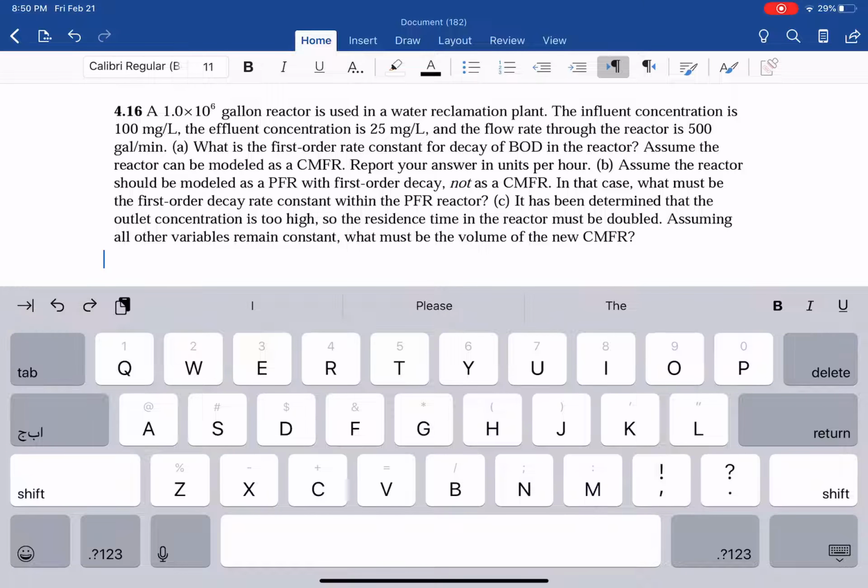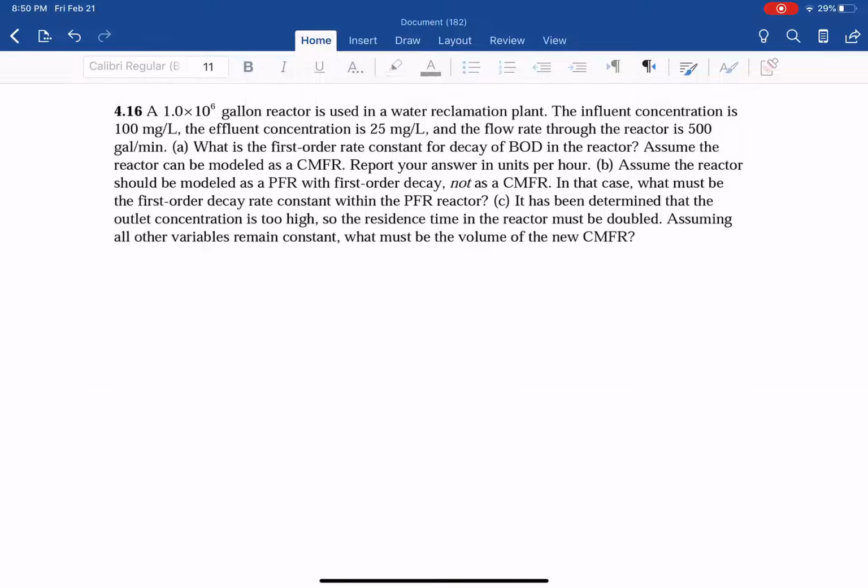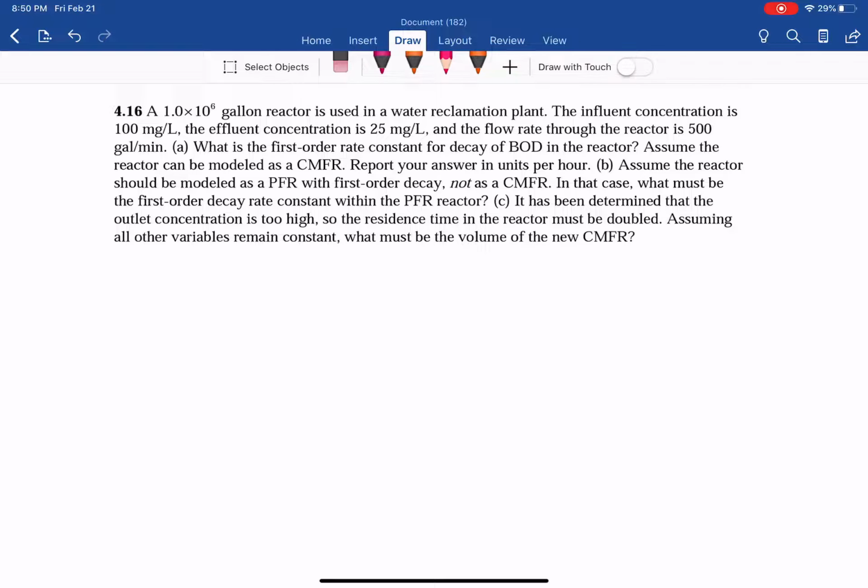Problem. A 1 × 10^6 gallon reactor is used in a water reclamation plant. This is a place where you treat wastewater for reuse for irrigation. So the volume is 1 × 10^6 gallon. That's the volume. And it is a reactor, so it's a tank.